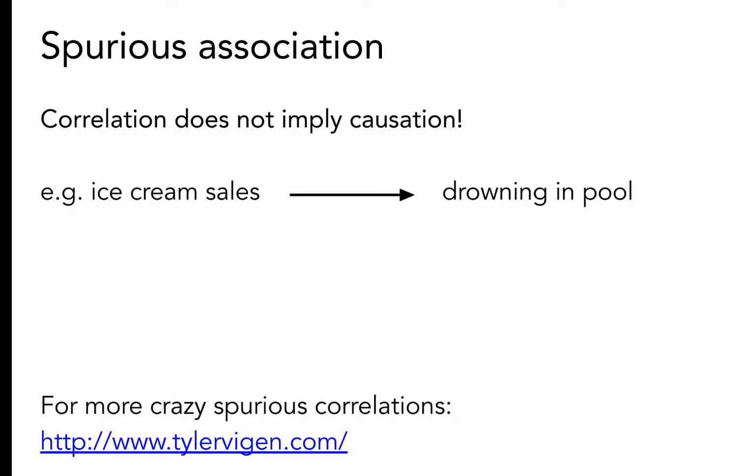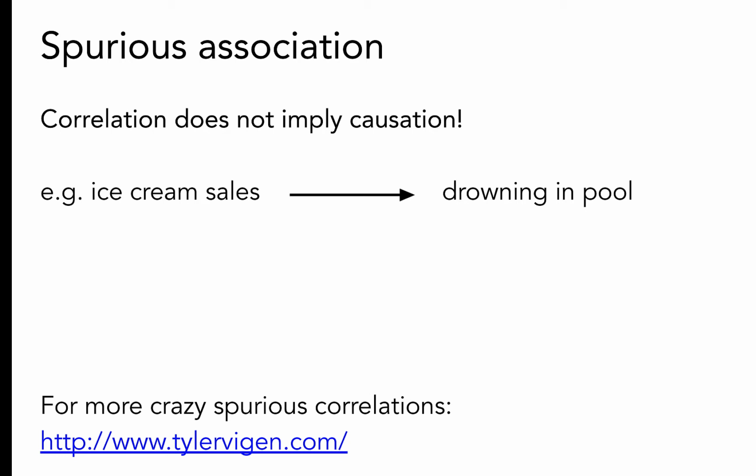Let me give you another very easy and very common example of a spurious association. Spurious association basically live on that premise of correlation does not imply causation. Data has shown that ice cream sales are highly positively correlated with drownings in pools. In other words, when more ice cream is sold, there's more drownings in pools.